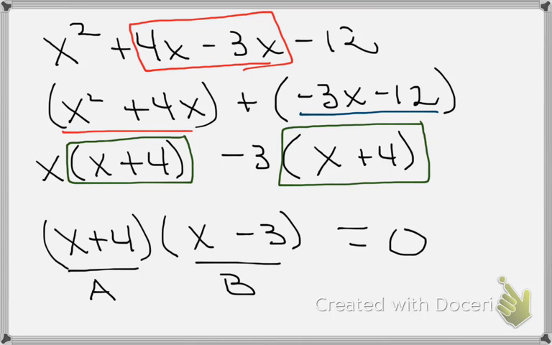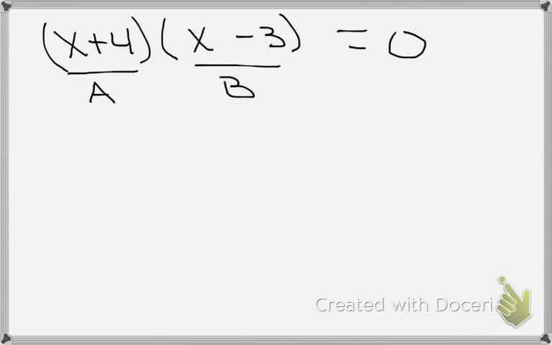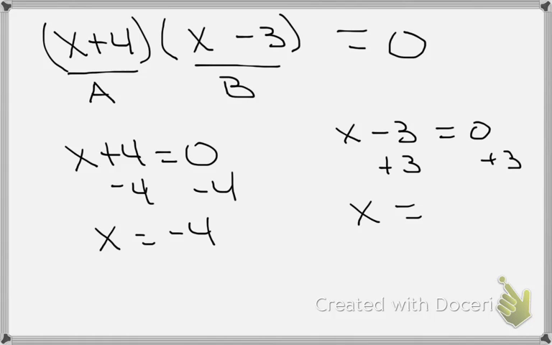So let's go to one more slide here so we can finish this up. Just going to copy that. And so here's where I'm at. I've got my a times b equals 0. So I'm ready to set each of those factors equal to 0. So x plus 4 is equal to 0. I solve that by subtracting 4 from both sides, and I get x is equal to minus 4. And then my second factor is x minus 3. I have to set that equal to 0. I add 3 to both sides, and I get x is equal to 3.